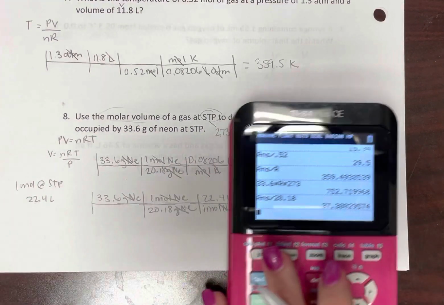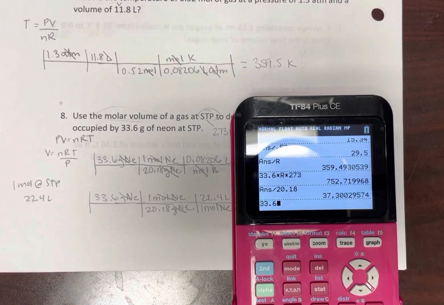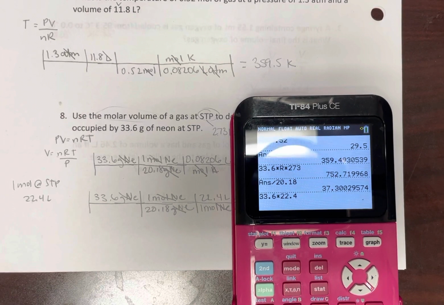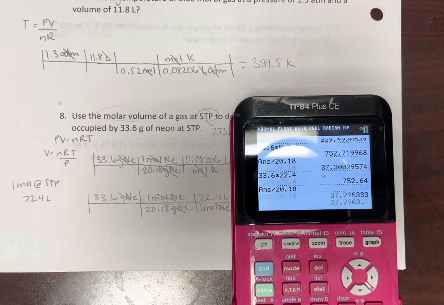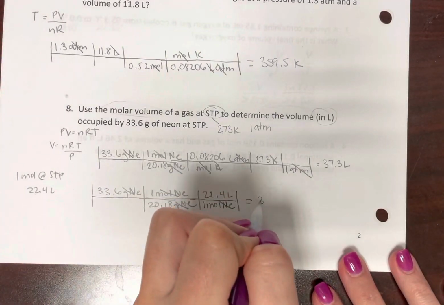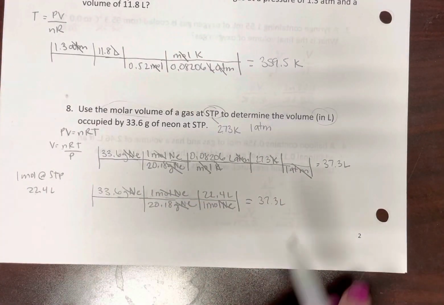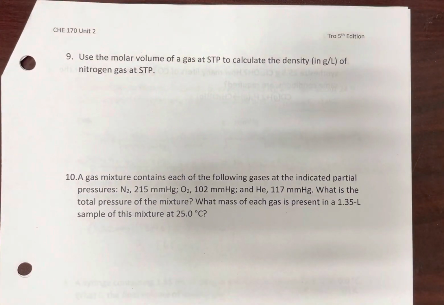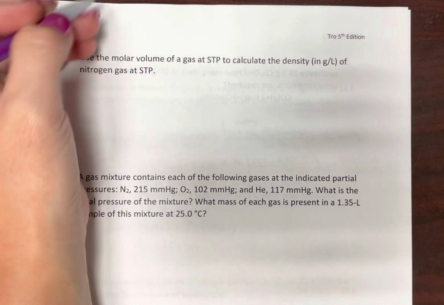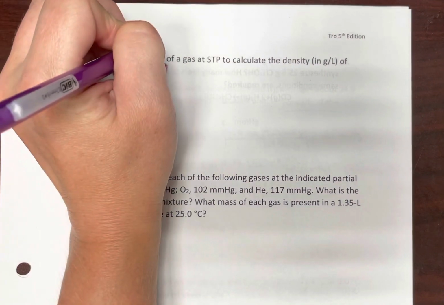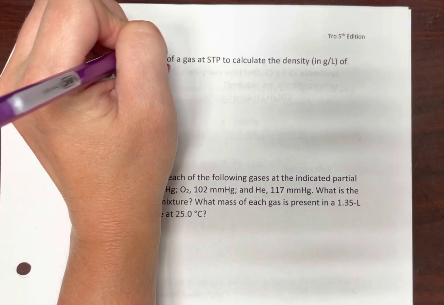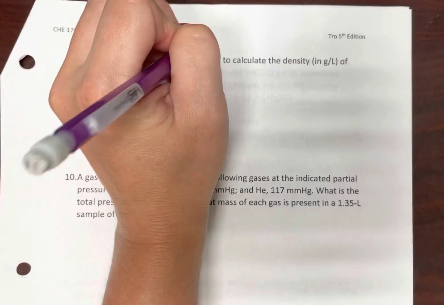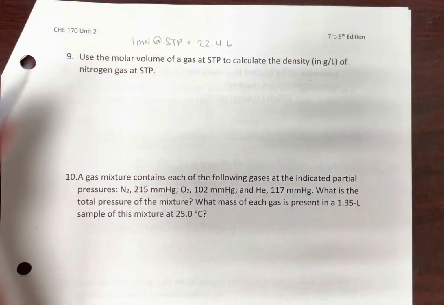So let's see what happens when we do that. 33.6 times 22.4 divide by 20.18. How about that? 37.3. So you get the same answer. So don't panic if you don't remember that. Now this time, let's actually use that, because remember we know 1 mole at STP is going to be 22.4 liters. So let's use that.